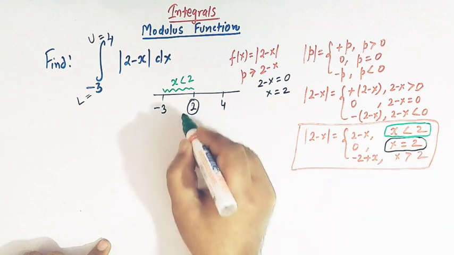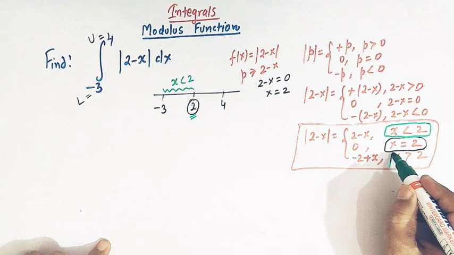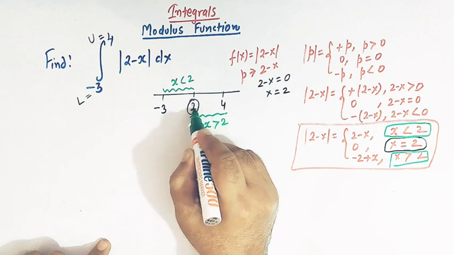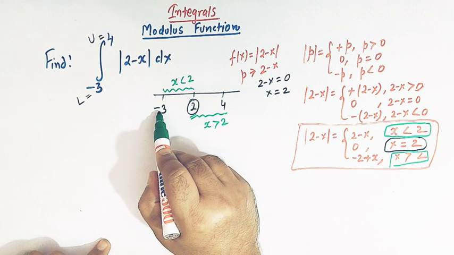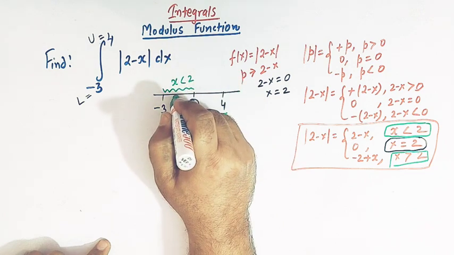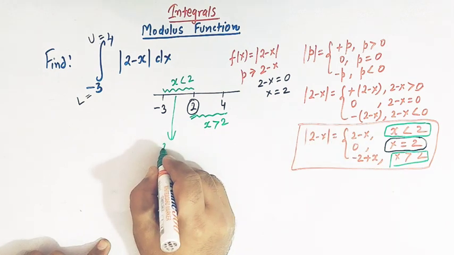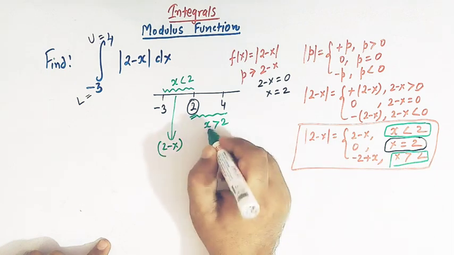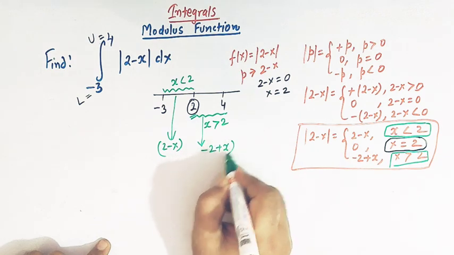And x is equal to 2 is the point itself, that is 2, and when we have x greater than 2, then we have this part, right? So from 2 to 4 we have x greater than 2, and when we consider the interval minus 3 to 2, then x is less than 2, right? So when x is less than 2, then mod of 2 minus x is simply 2 minus x, right? And when x is greater than 2, then mod of 2 minus x is minus 2 plus x, right?